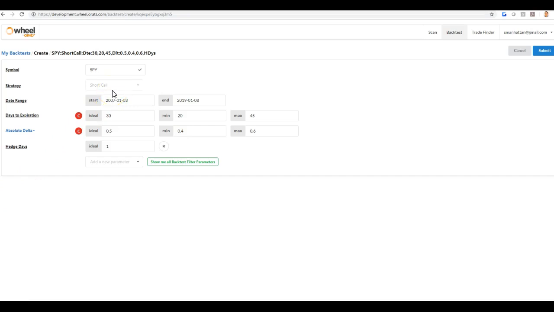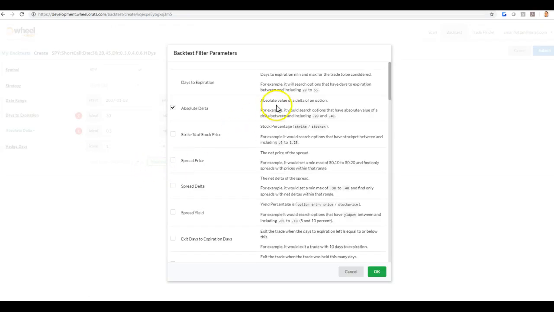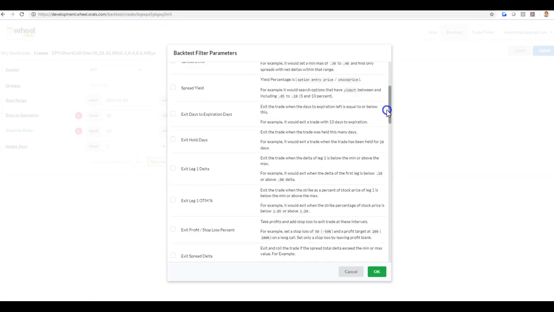So immediately when you sell the call, you would buy the delta's worth of stock. If you have a 50 delta, you would buy 50 shares of stock for every contract that you sell. In order to set this up in the backtester, you open up the parameters and go down to hedge days.